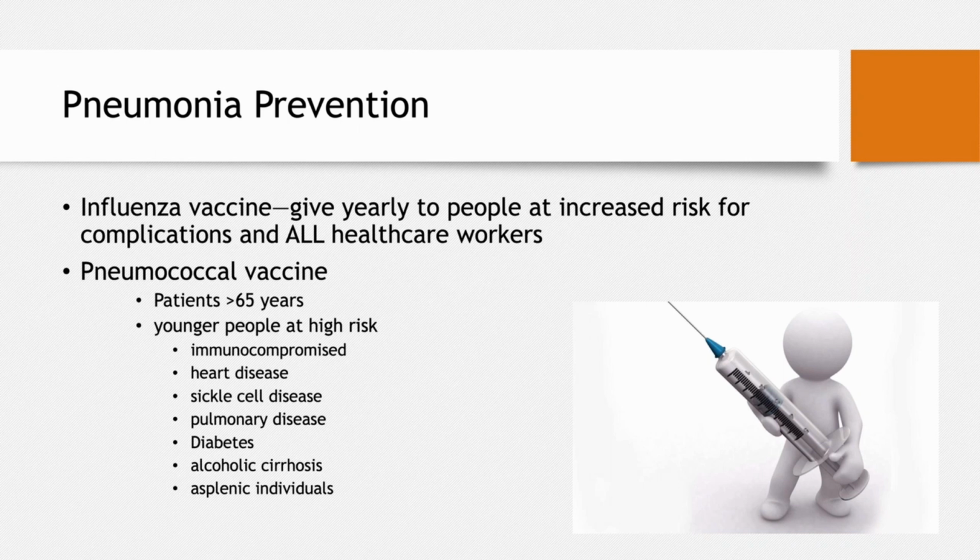The pneumococcal vaccine should be given to patients 65 years or older, or those that are younger that have other things like immunocompromised state, heart disease, sickle cell, asplenia, alcoholic cirrhosis, diabetes, lung disease, pulmonary disease here. And then one that's not on here, which we will touch on in the COVID-19 lecture, would be the COVID-19 vaccine series that you would get to prevent that infection.